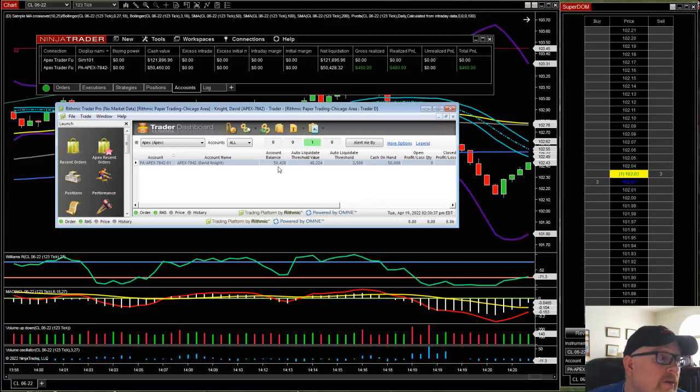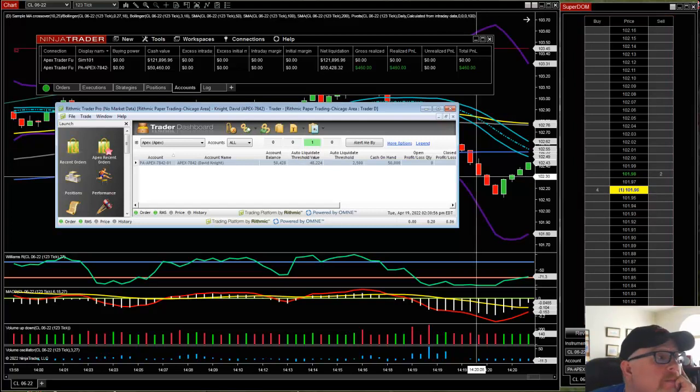50,724. See the account balance at 50,428. So it's where I'll start my next trading day. Auto liquidate threshold value. The difference is 2204 right now. So this is the first day in the books though.